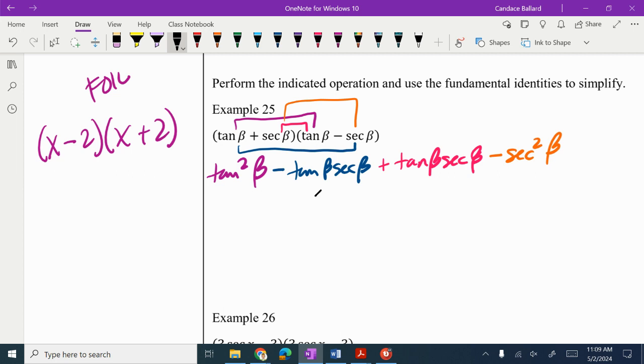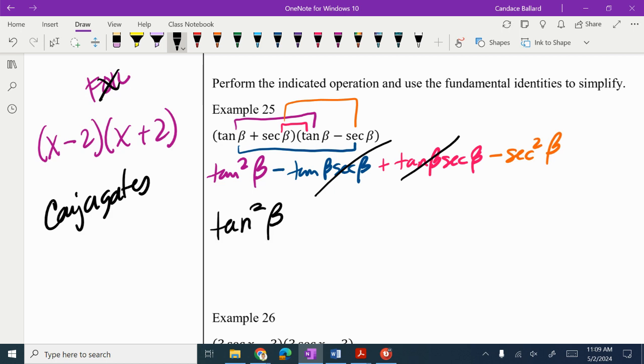They cancel out. Remember when we talked earlier this year about conjugates? And if we have conjugates, meaning it's the same expression, same binomial, but opposite signs, that the things would cancel. And if you're foiling, you can shortcut it and just skip doing O and I and just do first and last. You could have done that on this one had you recognized it. Okay. If you didn't, this works. Okay. All right. So our answer right now is tangent squared beta minus secant squared beta.